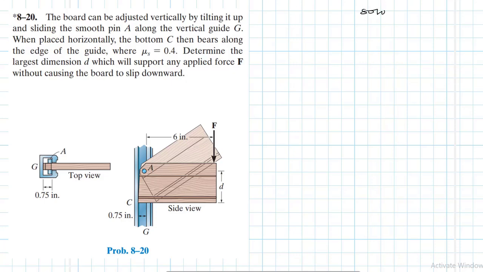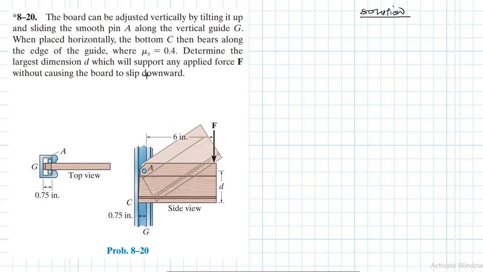This problem is coming from the Engineering Mechanics Statics textbook, 13th edition by R.C. Hibbeler. So we have a board that can be adjusted vertically by tilting it up and sliding the smooth pin A along the vertical guide. When you tilt up this board, you can move it upwards freely and smoothly. It means there is no friction on the pin A with this guide, and that's the reason why you can move it freely upwards once you tilt it up.